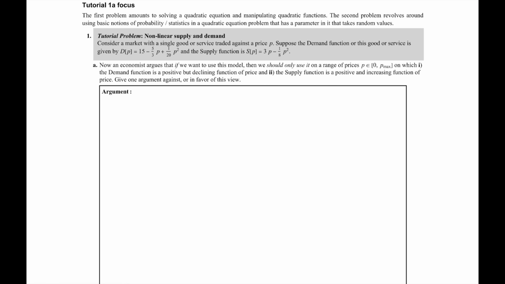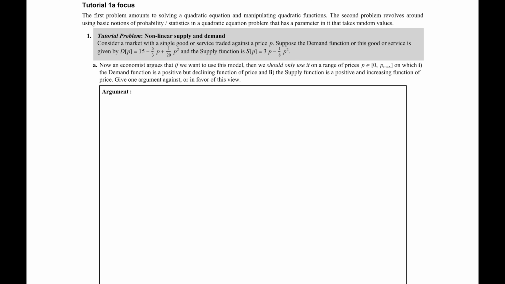1. Non-linear supply and demand. Consider a market with a single good or service traded against a price P. Suppose the demand function of this good or service is given by demand, which is a function of P, equal to 15 minus 5 over 3P plus 1 over 20P squared, and the supply function, which is a function of price, is equal to 3P minus 1 over 8P squared.